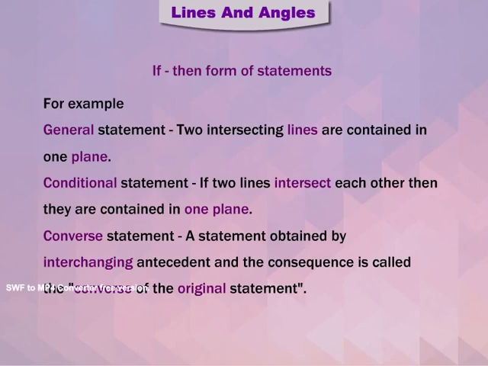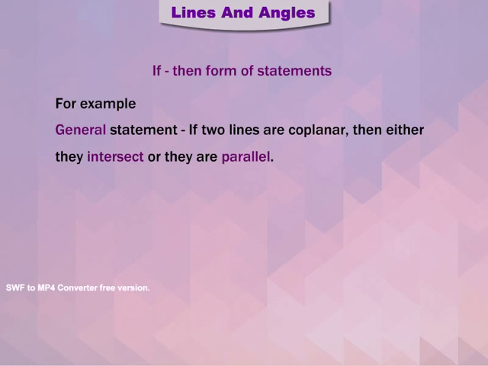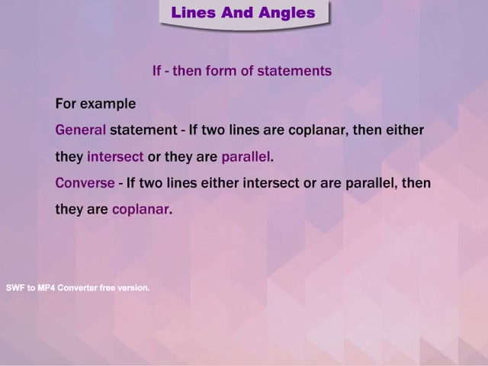Converse statement: a statement obtained by interchanging antecedent and the consequent is called the converse of the original statement. For example, general statement: if two lines are coplanar, then either they intersect or they are parallel. Converse: if two lines either intersect or are parallel, then they are coplanar.